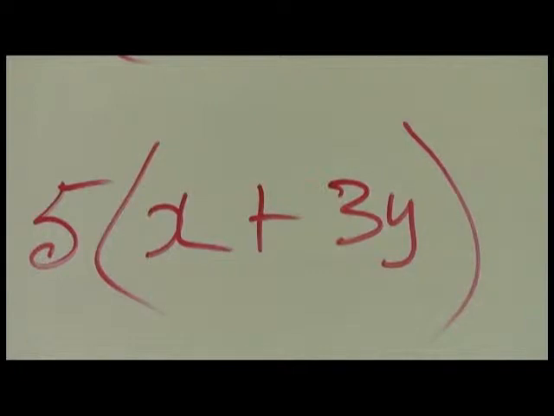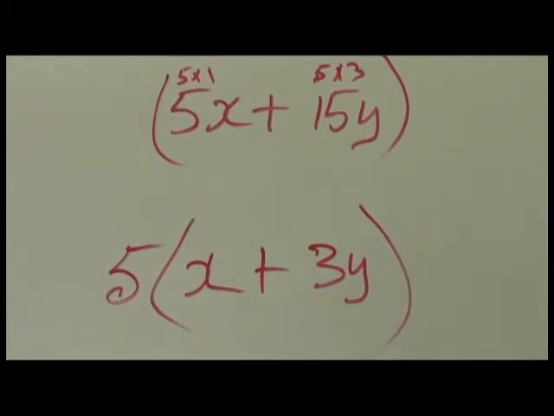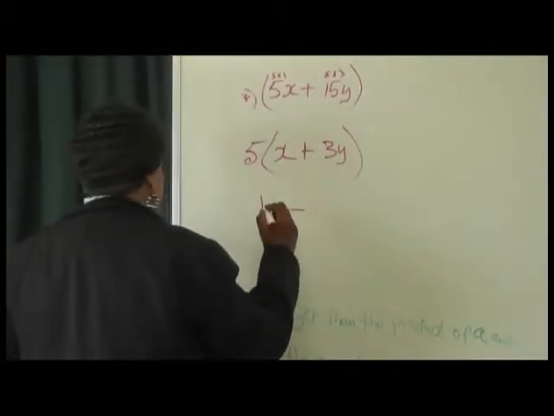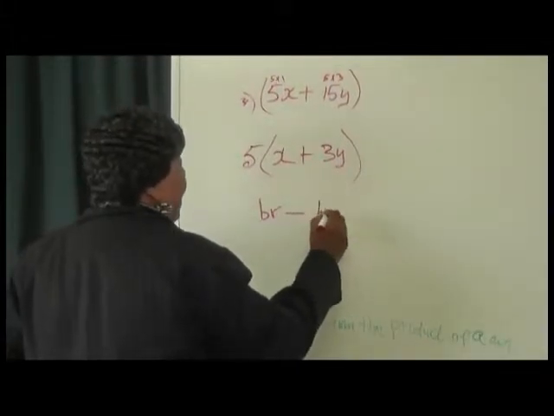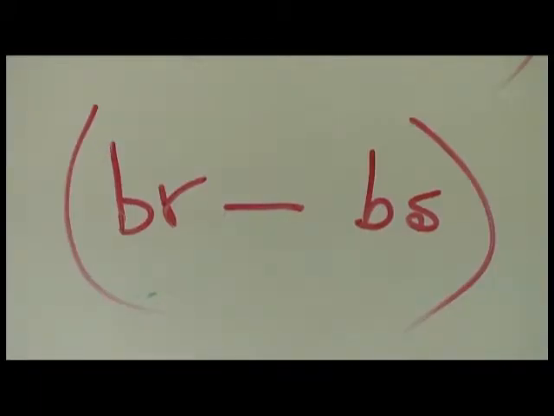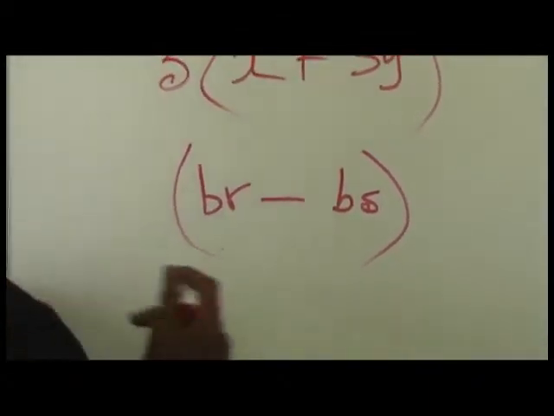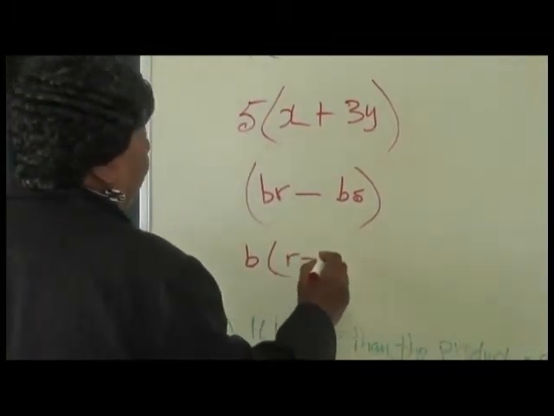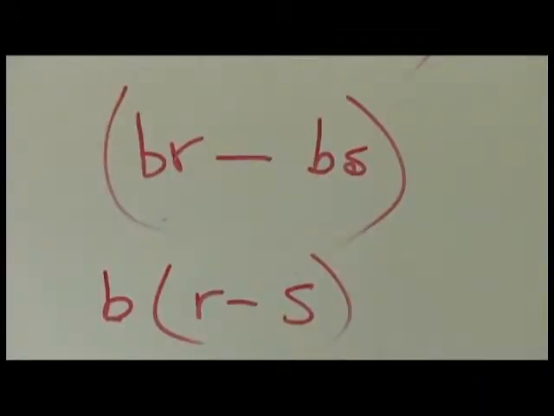Now let's see what happens when we give you this one. Suppose I had to give you BR minus BS. What is common in each term? Jetta? B. B, right. So I'll be taking the B outside. So I take out the B, and what am I left with inside? R minus S. So it's just R minus S, and that is the answer.